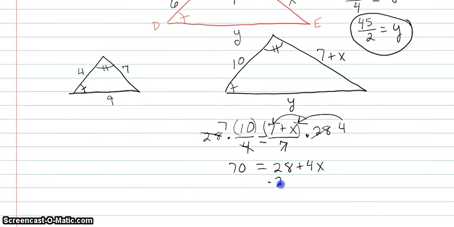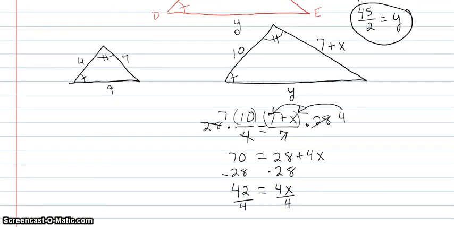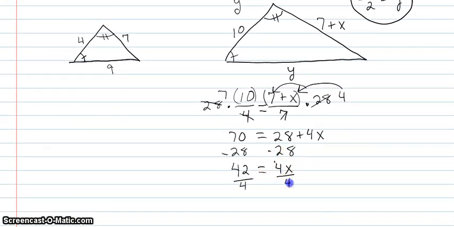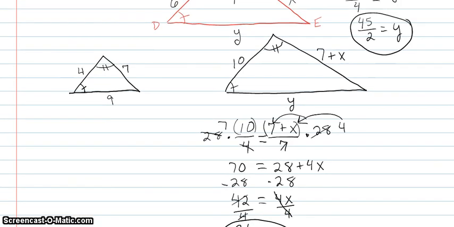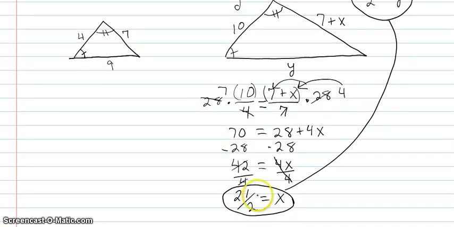Now I'll subtract 28 on both sides. And then you just divide by 4. So the 4's will cancel, and then this reduces to be 21 over 2 equals x. So I found the missing x and y values. Y was 45 over 2 and x is 21 over 2.